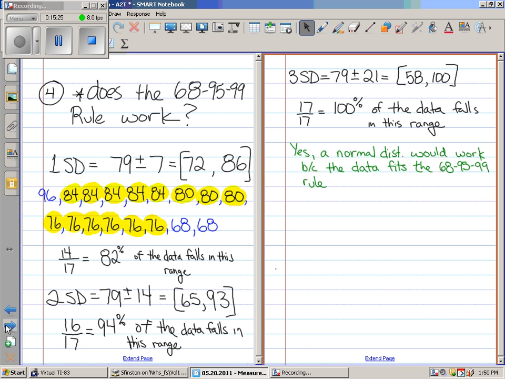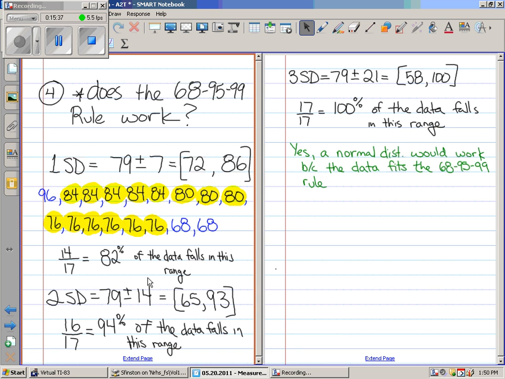So I counted them up, and then I tallied it up, and I said 82%, because 14 divided by 17 is like 0.82. And then I did it for 2 standard deviations, 79 plus twice the standard deviation. That gives me a range of 93 to 65. Turns out 94% of the data, or 16 of these numbers, fall within that range. And finally, 3 standard deviations, I'm catching literally everything.